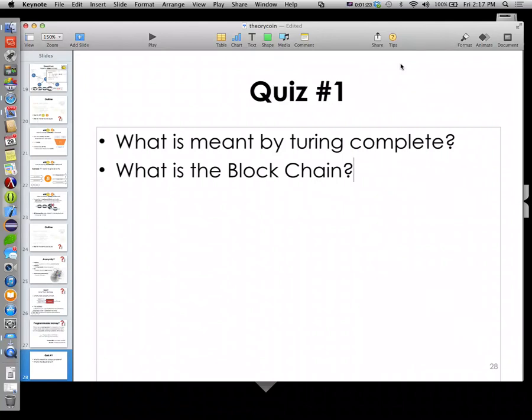Okay, number 2, what's a blockchain? What is the blockchain? Well, all the transactions of a coin reside. Okay, so it's the one place where all the transactions that have ever occurred related to a particular coin reside. Okay, fair enough. All right, questions about either of those?